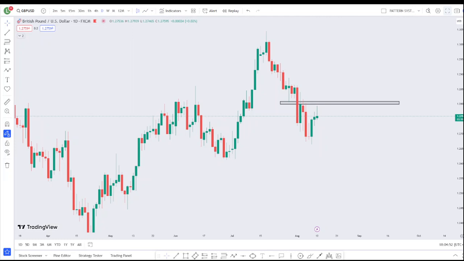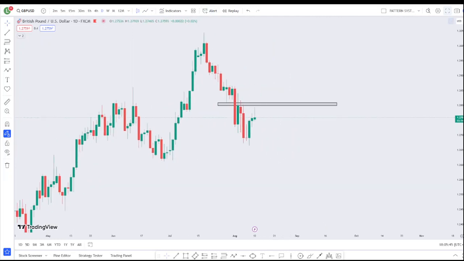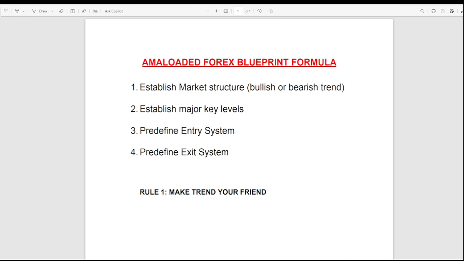As you all know, we have our blueprint formula that we use to analyze the market all the time. This blueprint is like a guide, a manual to guide us to take the right setup in the market. The first step is to establish the market structure. Being able to establish the market structure direction will help us to know who is dominating the market between the buyers and the sellers. While the second is to establish major key levels.